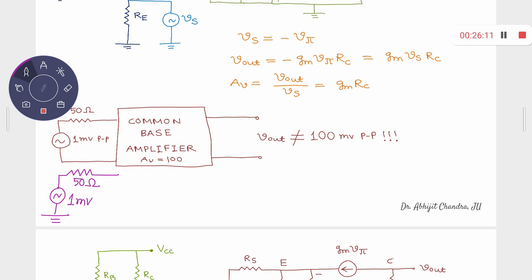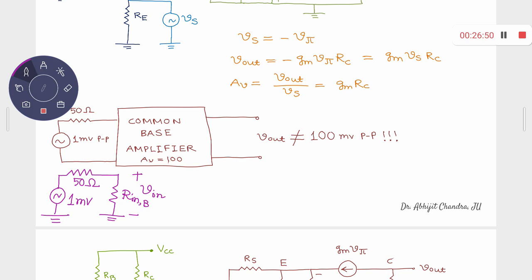This is connected to the common base amplifier, which is having some input resistance. Where is the input connected? The input is connected between the emitter and the ground terminal, emitter and the base. What is that? How much is it? I have just now calculated R pi upon 1 plus beta. So you have this resistance which is connected. This is the R in, I can call it R in B, that means the common base configuration. And then this voltage which is developed over there, let this voltage be called V in.